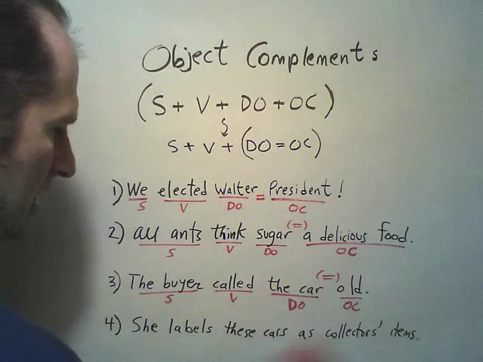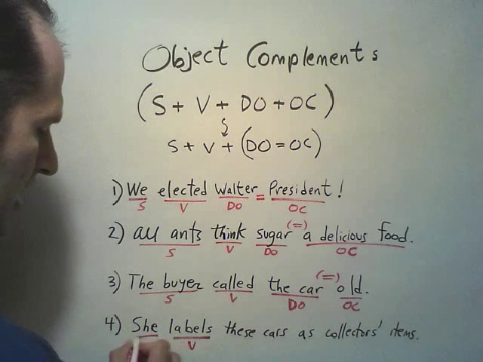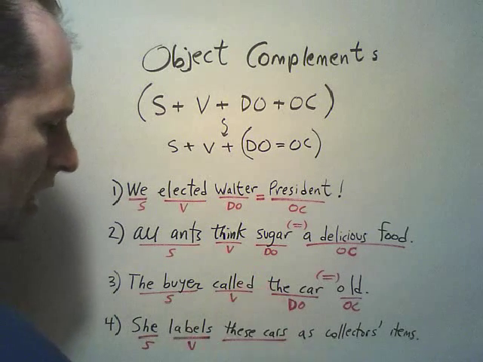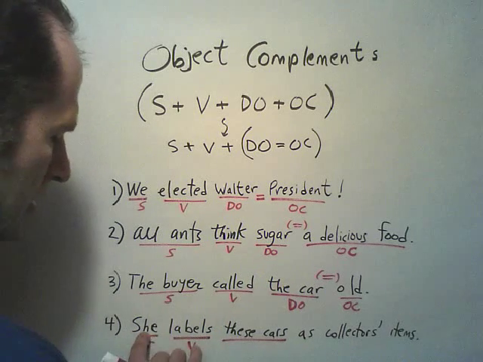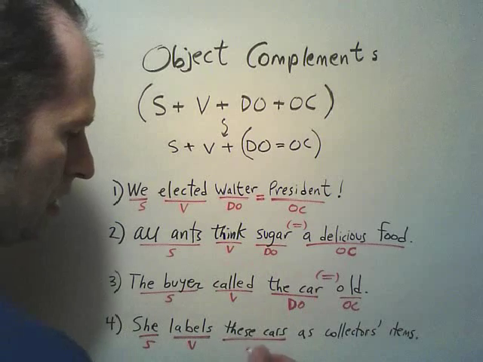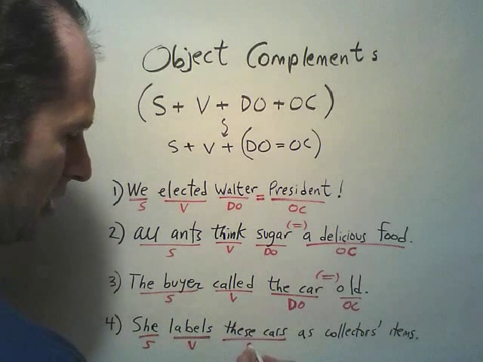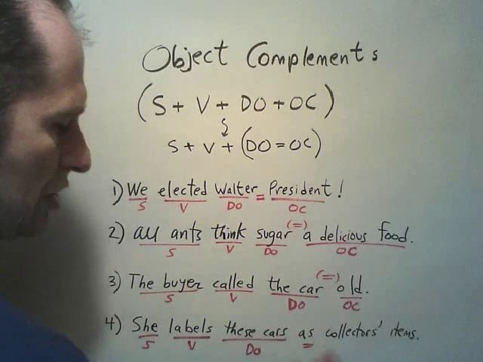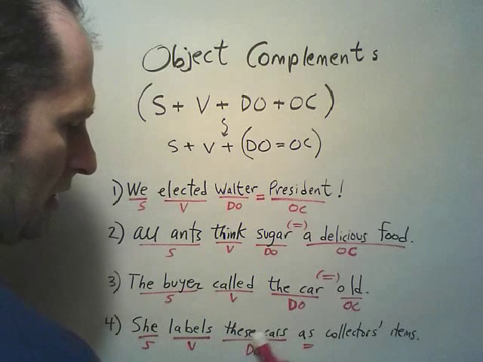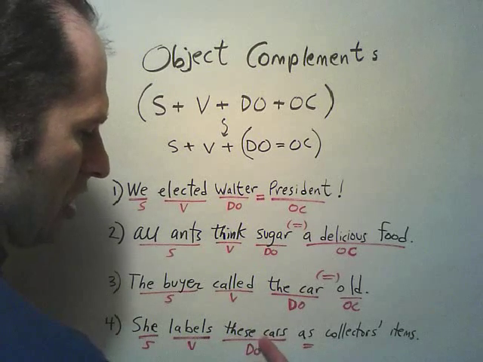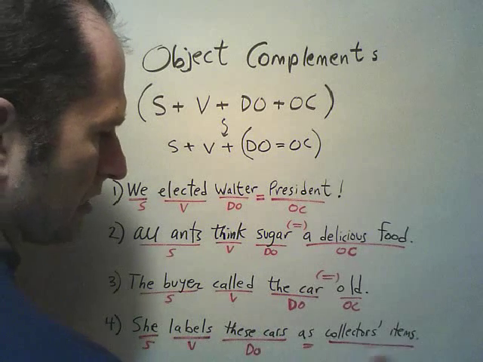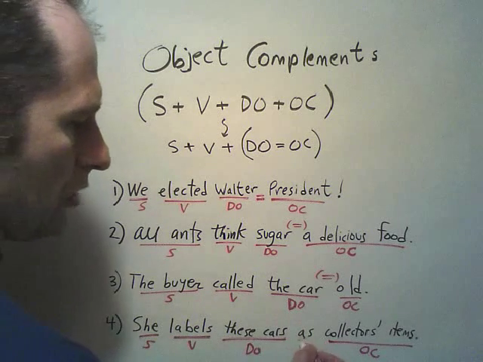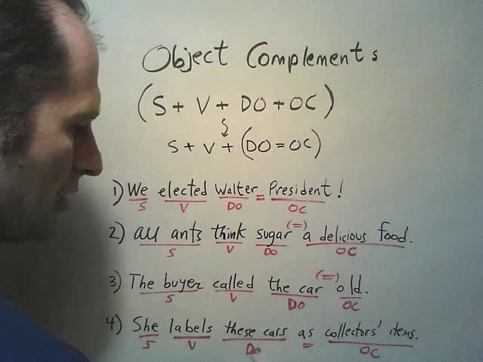She labels these cars as collector's items. Labels is the verb. Who or what labels? She. Subject. She labels who or what? These cars. Now, before we call it a direct object, let's make sure it's not a subject complement. Does she equal these cars? No. So this is a direct object. Now, is this "as" acting like an equal sign? Yes. Making this direct object equal collector's items. And is the equation being done by the subject? Yes. So even though we do have a word here, I do want you to see that you still have the direct object and the object complement.